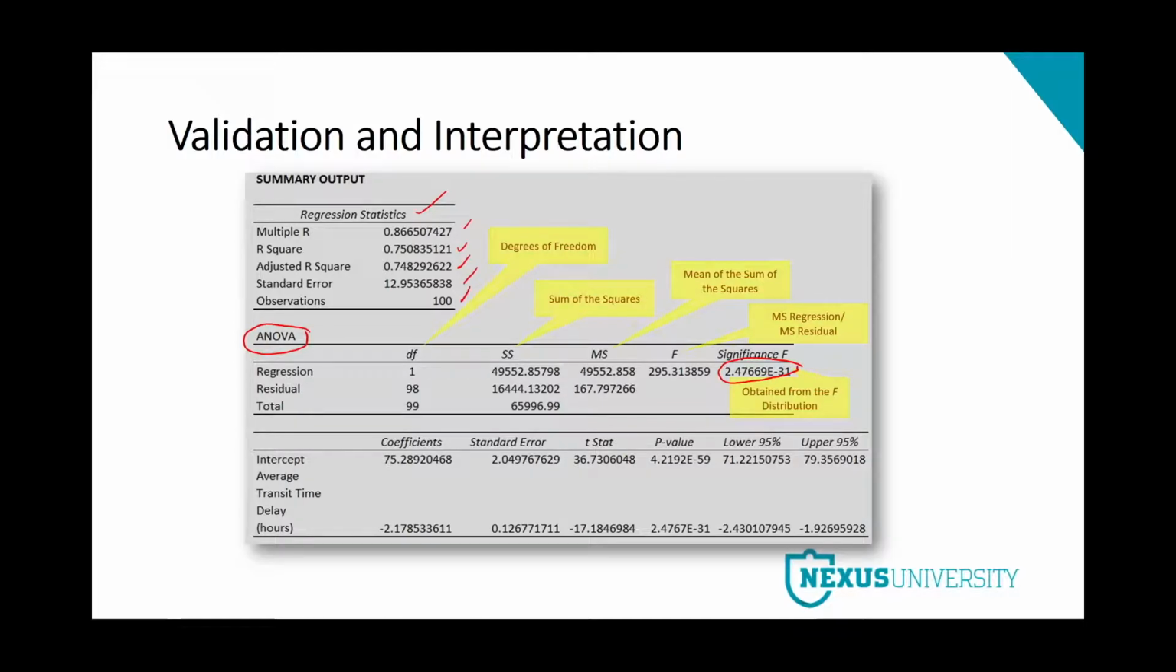The third part of the table is a test of the different parameters of the correlation, and in this case we have 2. One is the intercept, which is 75.28, and the other one is the coefficient that multiplies the independent variable, or minus 2.1785.